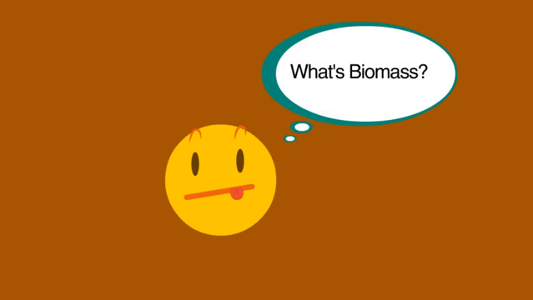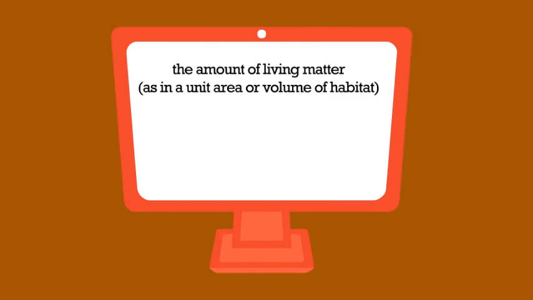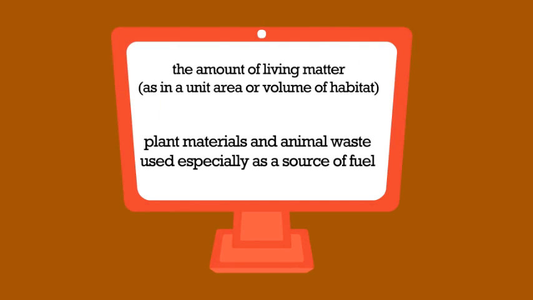Here in the Simmons lab, we work a lot with biomass. It's a term you may have heard in some of our other videos. Some of you out there may be asking yourselves, well, what's biomass? Merriam-Webster defines biomass as the amount of living matter, as in a unit area or volume of habitat, and as plant materials and animal waste used especially as a source of fuel. In our lab, the second definition is much more applicable.